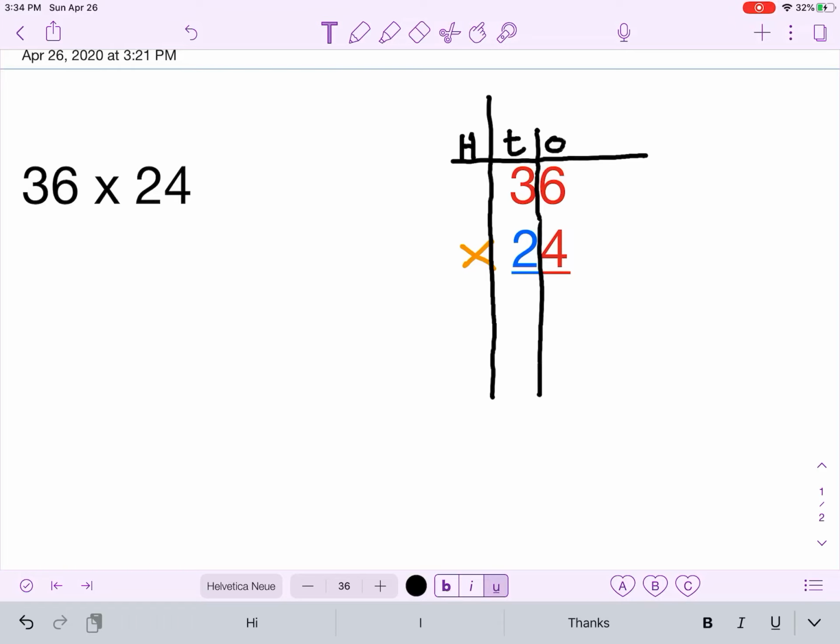The two-digit numbers that I've chosen for today are 36 and 24. So we're going to multiply 36 times 24, and I'm going to set this up using place values so that you can see where the ones, the tens, and even the hundreds will be, because as you probably have already guessed, the product of 36 times 24 would be greater than 100.